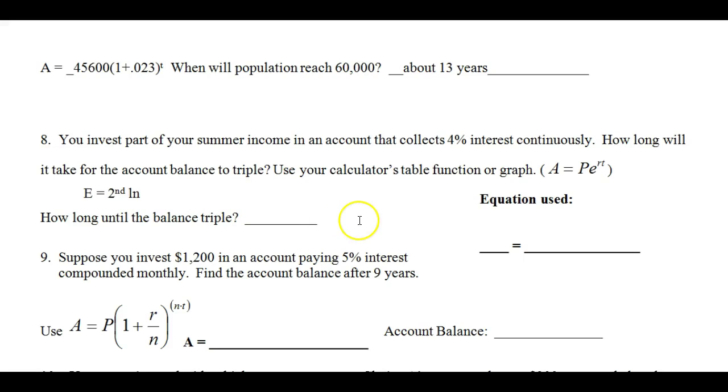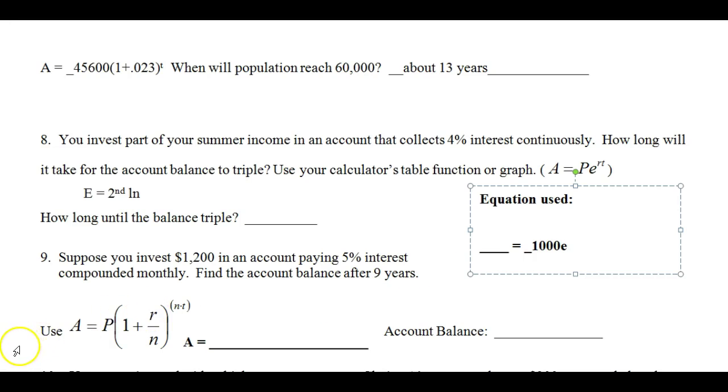So we have to make an equation, though. Now, one thing I noticed is it says part of your summer income, but it never tells you how much. This is one of those problems where you can figure out what you want your P to be. $100, $10, a penny, a million, doesn't matter. I'm going to use 1,000 because that's just normally what I do. Okay, 1,000 is going to be my P. My E is just going to be that value, and I'll do this on the calculator in just a minute. And then I've got my rate at 0.04 times time.